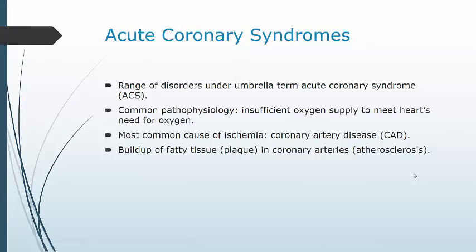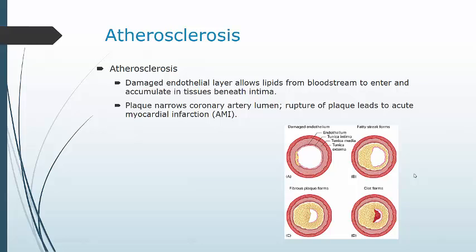Right? When there's not enough oxygen, the myocardium becomes ischemic or damaged. Okay? It is hypoxic. The most common cause of this is coronary artery disease, which is a buildup of fatty tissues in the coronary arteries called atherosclerosis. This fatty tissue or plaque is going to decrease the amount of blood that can actually reach the myocardium. ACS also includes your unstable angina, acute MI, and sudden cardiac arrest.